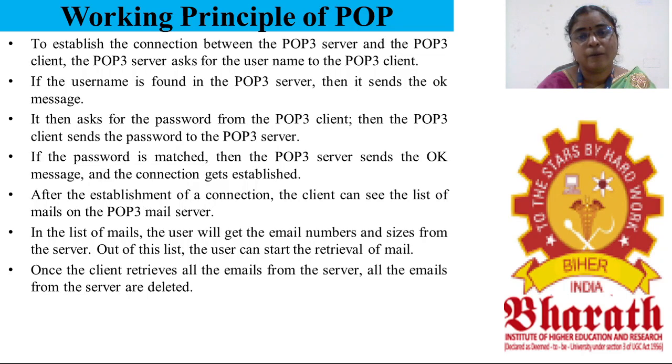Working principles of POP. To establish a connection between the POP3 server and the POP3 client, the POP3 server asks for the username from the POP3 client. Then the client sends the username to the server. Then the server sends the acknowledgement as an OK message. Then again the server asks for the password from the POP3 client. If the password is correct, then the POP3 server sends the OK message as a response. Only then does the connection get established.